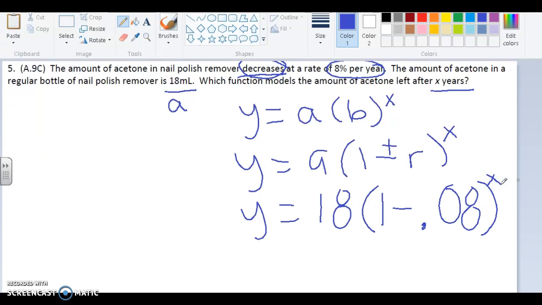And then from there, you just need to simplify this middle section, and you should be able to find the correct answer. But the really important thing here is that you see that we have a decay and it's decreasing. So no matter what, your b value should be less than 1.